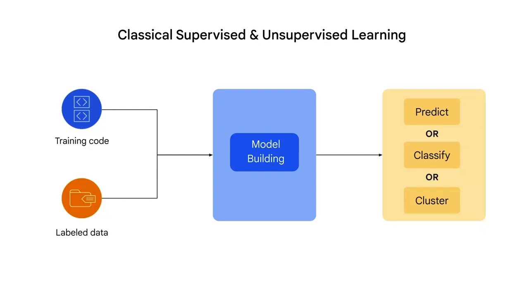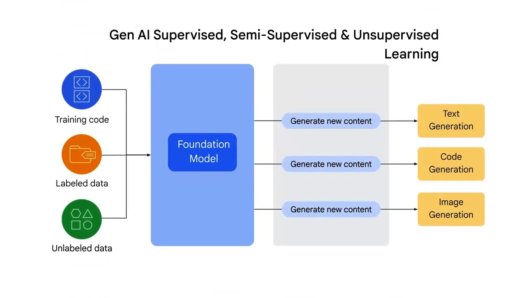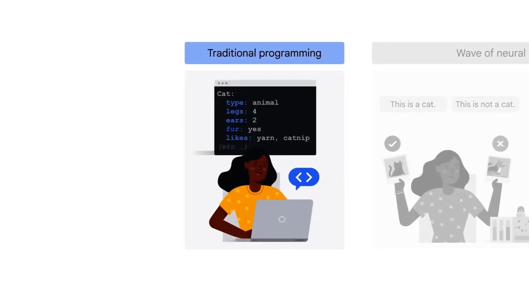Now, let's check out how much more robust the generative AI process is in comparison. The generative AI process can take training code, labeled data, and unlabeled data of all data types and build a foundation model. The foundation model can then generate new content. It can generate text, code, images, audio, video, and more. We've come a long way from traditional programming to neural networks to generative models.